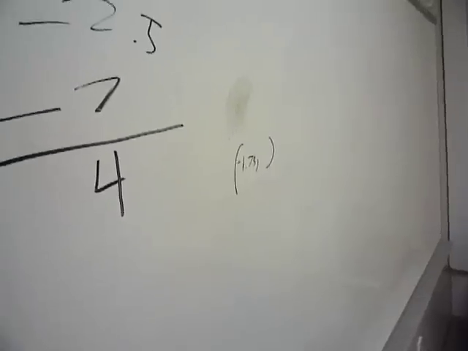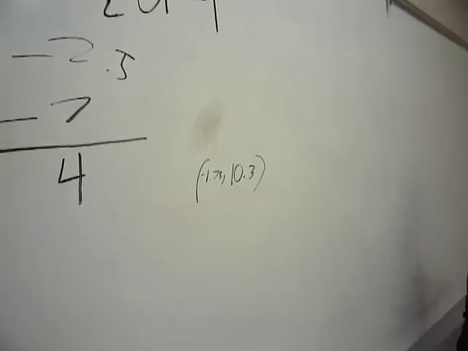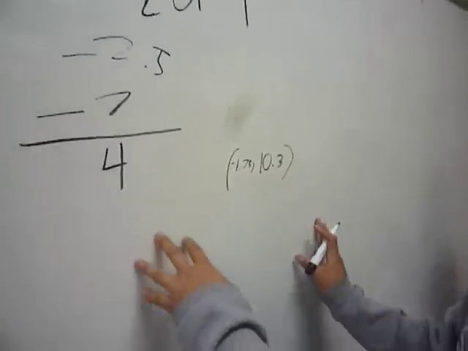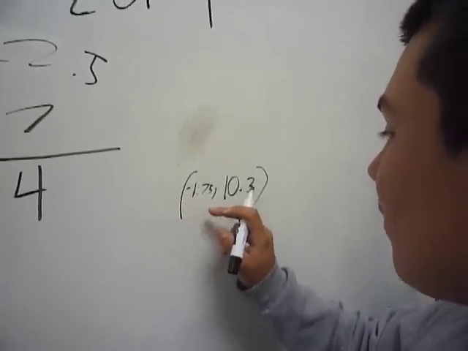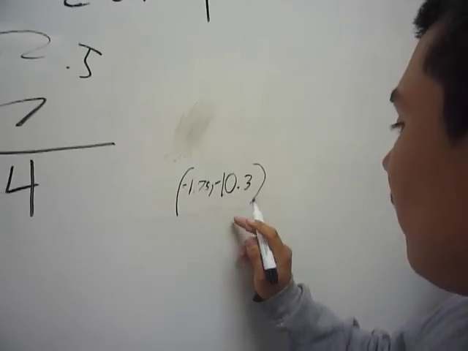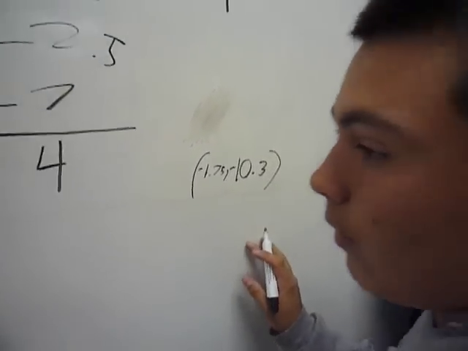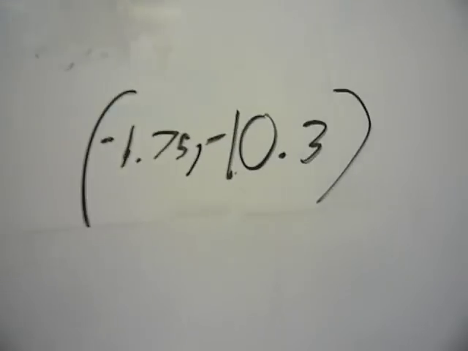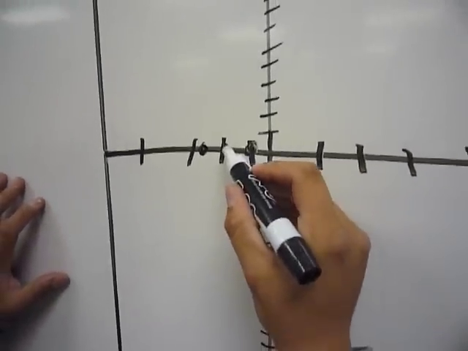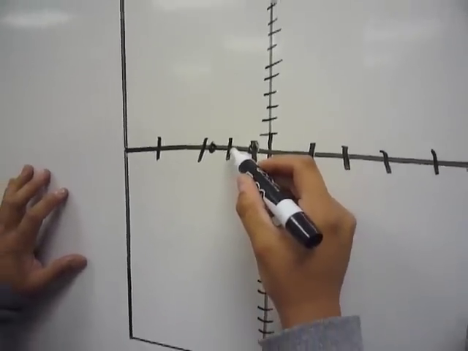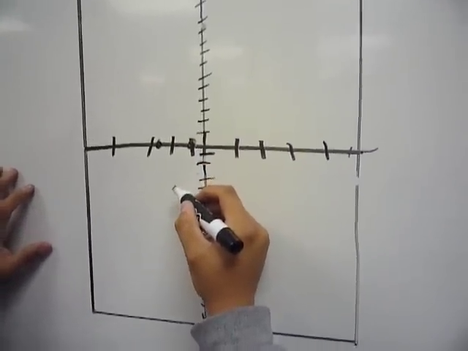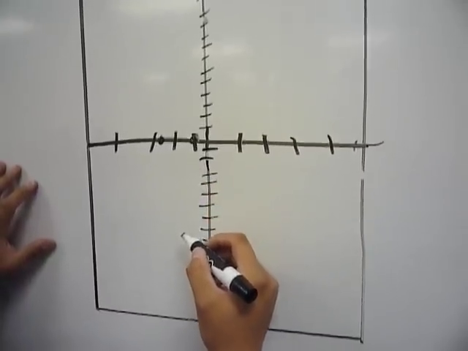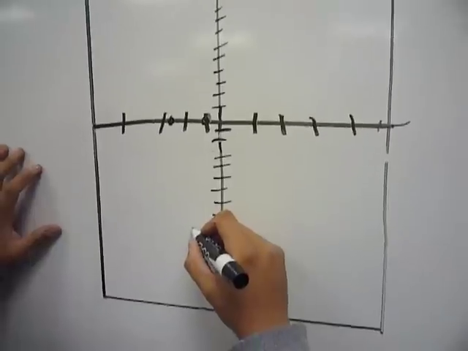Okay, now that the math has been done on a calculator, our vertex point is negative 1.75 and negative 10.3. So if we convert that over here, negative 1.75 is around here, and you go down 10.3, so you go down 1, 2, 3, 4, 5, 6, 7, 8, 9, 10. So it's about here.